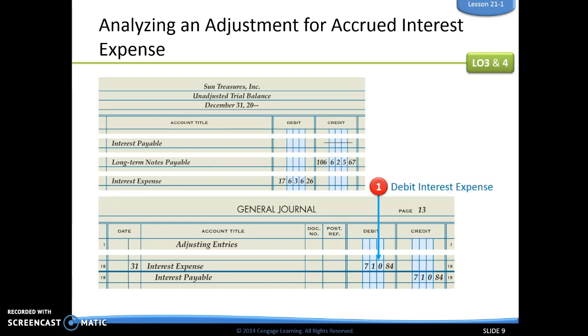Here they are just showing us what that's going to look like. Here's our long-term notes payable that we have. Our interest expense right now is $17,000. We're increasing that interest expense. And then here's our interest payable. We owe money on interest.